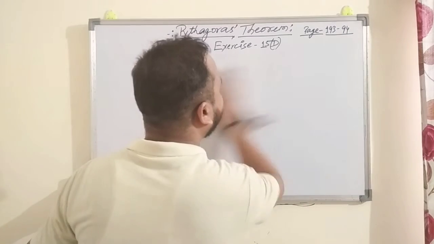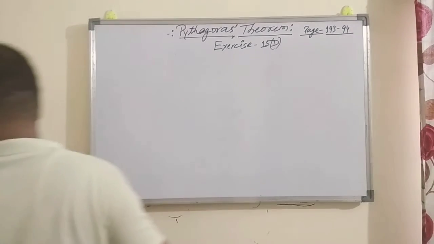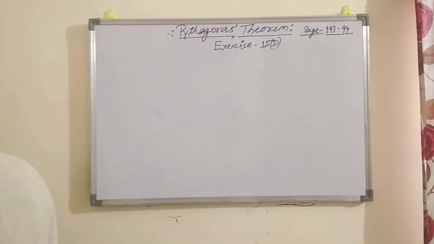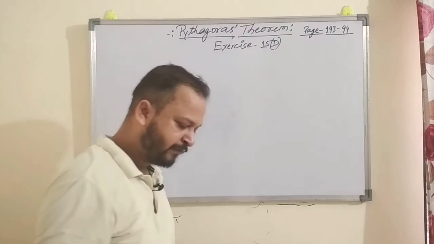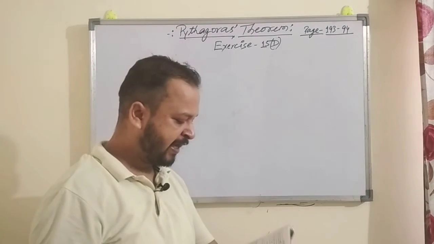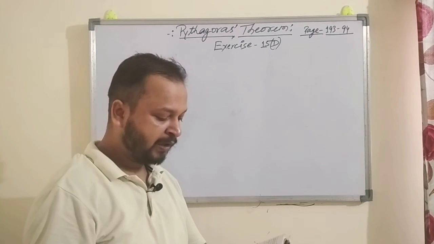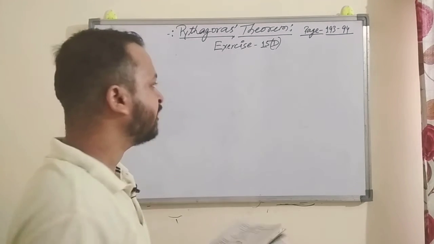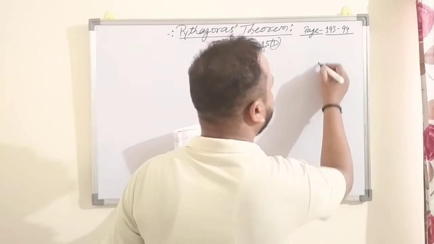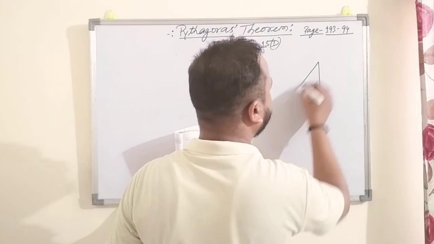Why? Because this whole exercise is based on this Pythagoras theorem. So now come to question number 4. Question number 4 is given as: the two legs of a right angle triangle are equal and the square of its hypotenuse is 50.